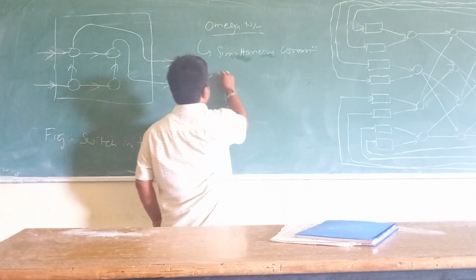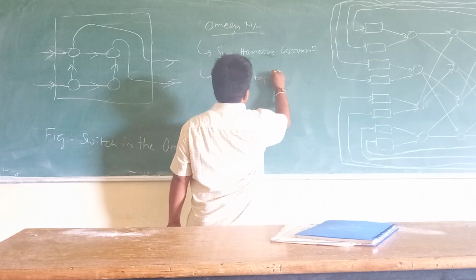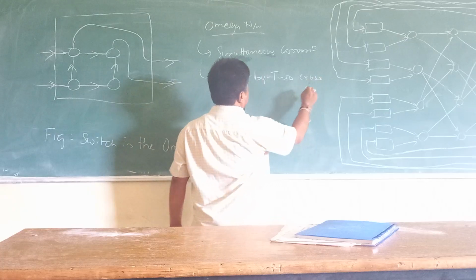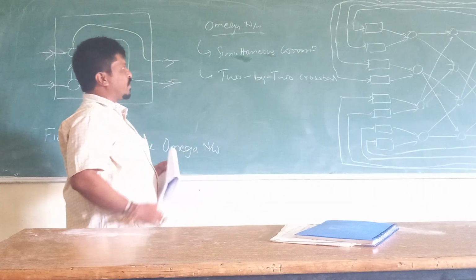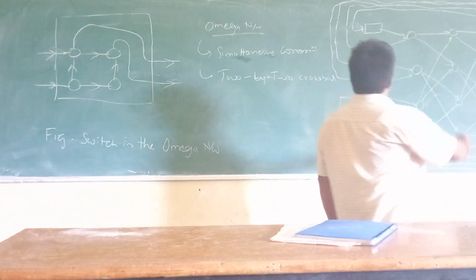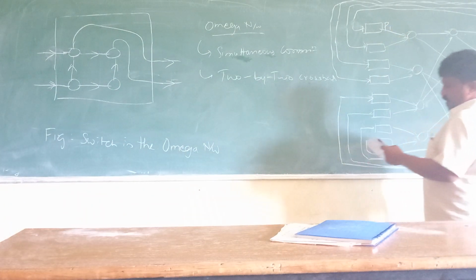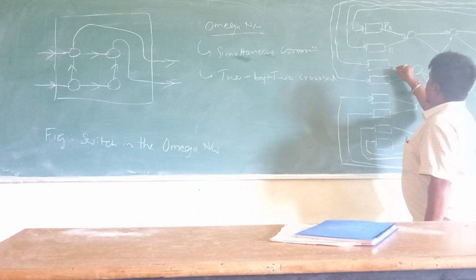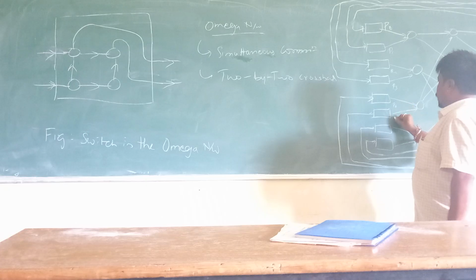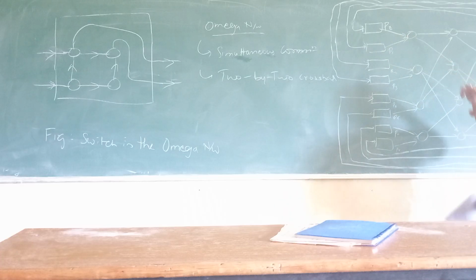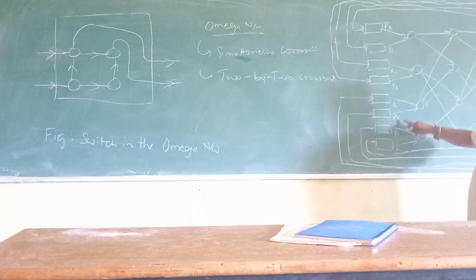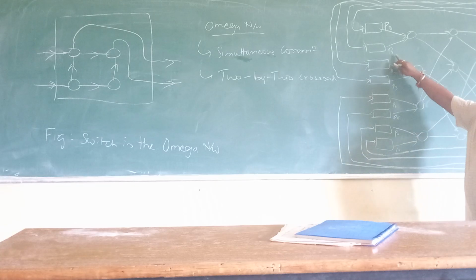We can name it the 2 by 2 omega network, or we can also name it the 2 by 2 crossbar. Omega network will not support simultaneous communication. If you want to communicate among P0, P1, P2, P3, P4, P5, P6, P7: communicating P0 with P6 is possible. Simultaneously, I can't communicate P1 with P7.